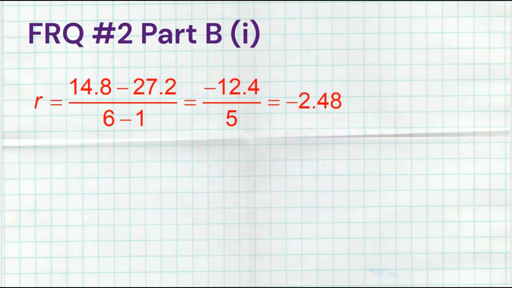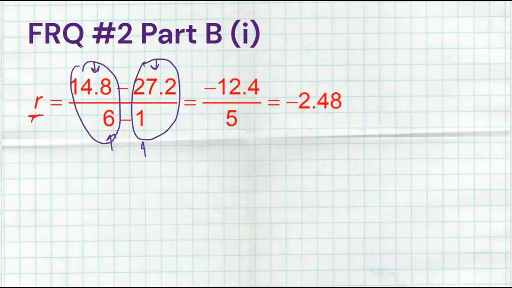Pretty straightforward, not a whole lot of work to find the average rate. So here is my R, my average rate, and I'm just going to do the outputs. So I'm going to take the 14.8 minus 27.2, and then 6 minus 1 on the bottom. Make sure that whatever point goes here is the same, right? So I started with 6, and in year 6, it was 14.8. So make sure those match up. And the same thing, year 1 was 27.2. You could reverse those, but just make sure you reverse both of them.